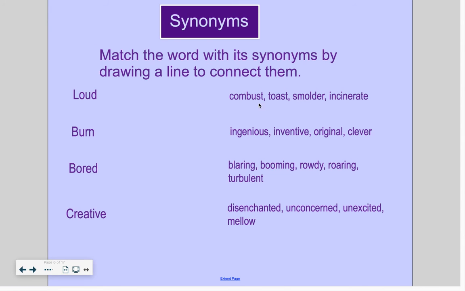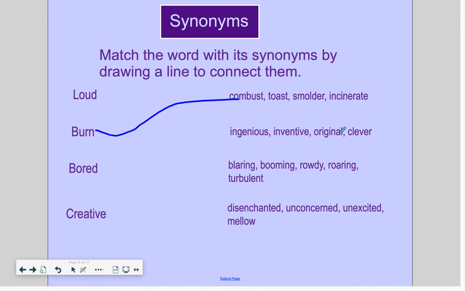So the first one: combust, toast, smolder, and incinerate. Well, combust and incinerate remind me of fire, which makes me think of burn. So I'm thinking that, I'm just going to get a pen here. So I'm thinking that one goes up there.